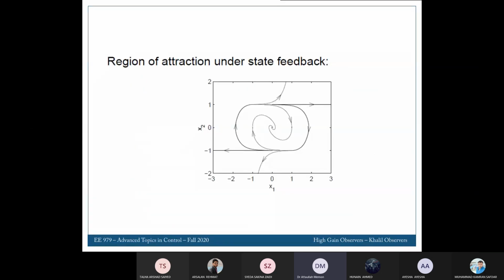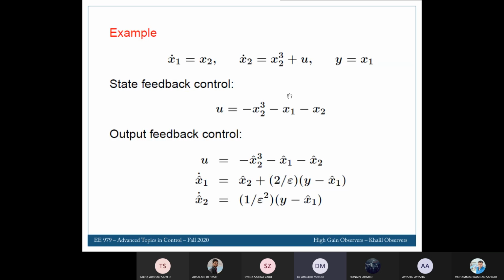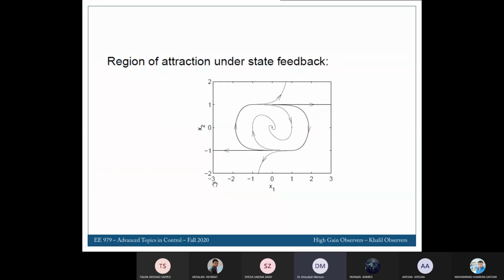Okay, under the state feedback, we are going to expect that our region of attraction will be bigger. Okay, so if in this case we are using this state feedback control, we will have a certain region of attraction. For example, in here we can see a plot between -3 and 3 and -2 and 2.